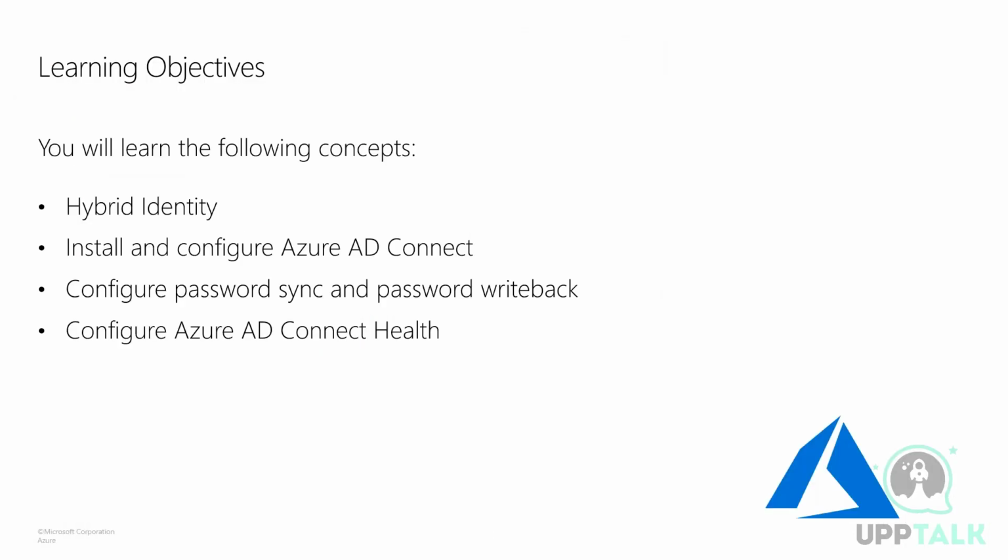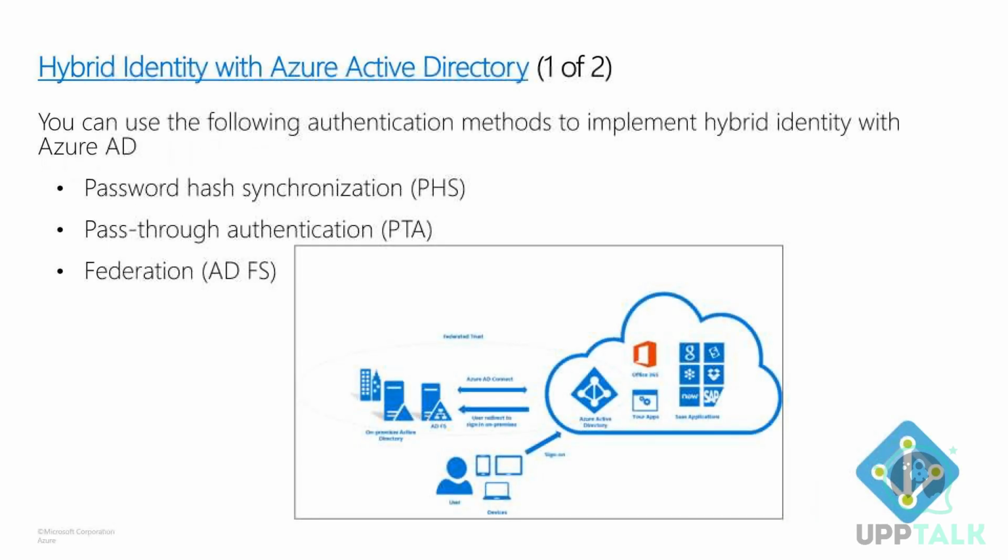Here, what we're going to discuss is hybrid identity, installation and configuration of Azure AD Connect. What are the options over here? What if you are making any changes within Azure Active Directory, especially in terms of password, and you have to write it back to your on-premises environment? That is something called password writeback. So let's begin with hybrid identity.